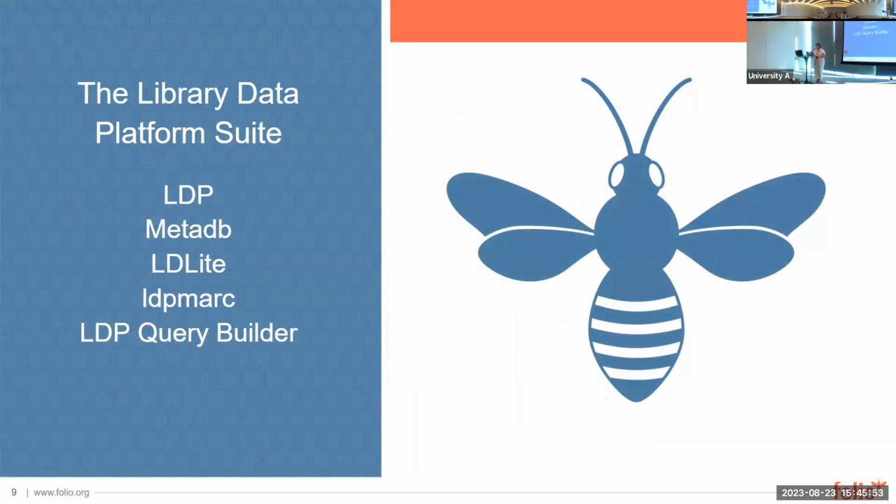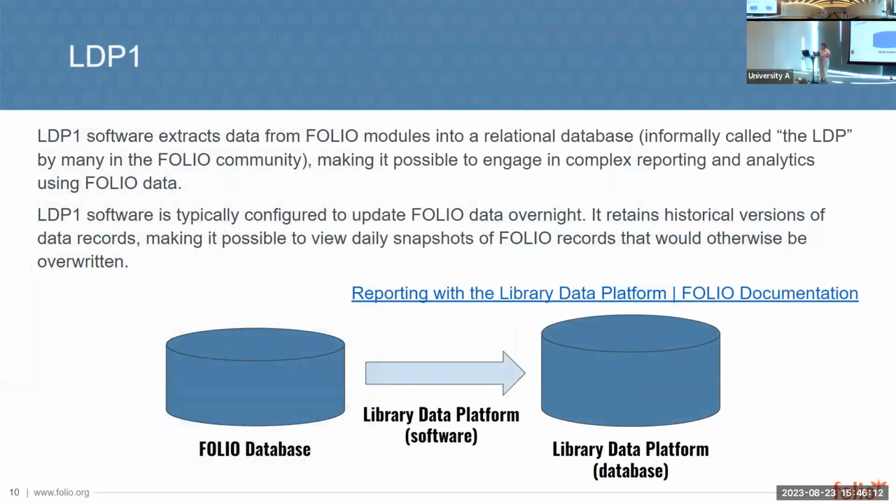Okay, so we'll focus on the library data platform suite, which has been in use for a few years now. The Reporting SIG has several development groups to help support the development of these tools and resources so that you can learn to use them. So how does the LDP work? Well, it extracts data from the FOLIO modules into a relational database, and it makes it possible to engage in complex reporting and analytics using the FOLIO data.